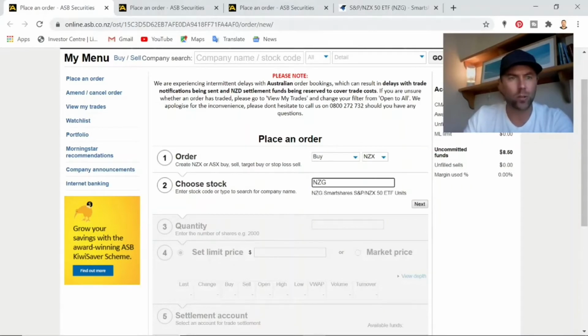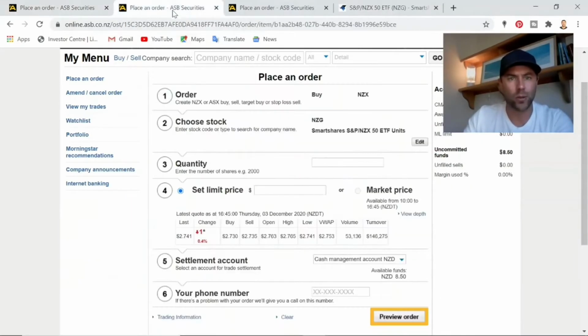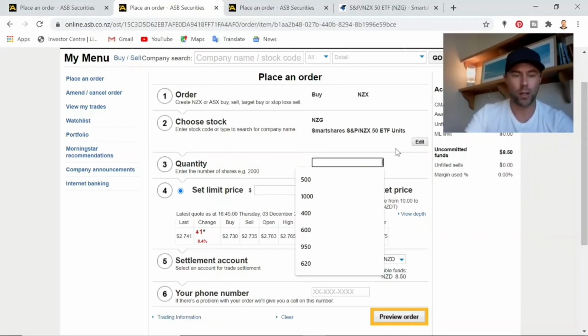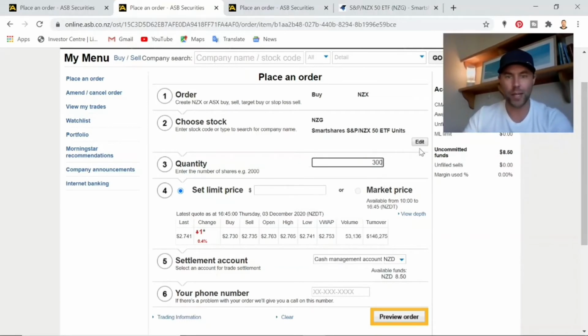Okay, so now we're going to scroll through, we're going to click next, which will take us through to this screen here. This is where we decide on how many shares we're going to buy and that sort of thing as well. So just to confirm up the top here, buy on the NZX, NZG Smartshares S&P NZX 50 ETF units. That's what we're going to be buying today. We are going to be buying 300 units of NZG, okay? And this is here, number 4 on the equation here.